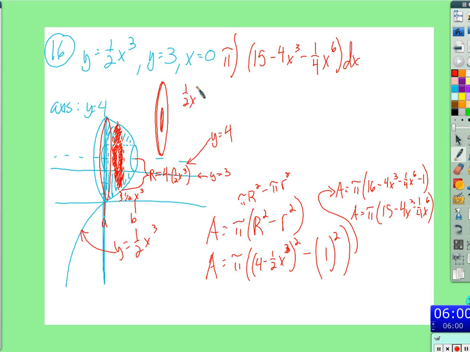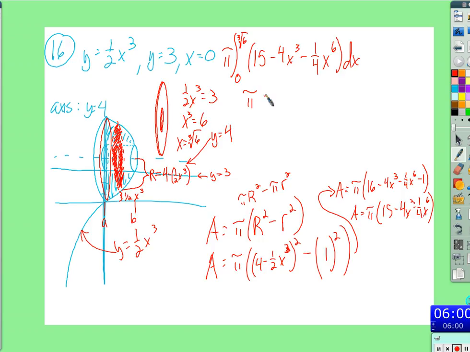1/2 x cubed equals 3. This seems like a pretty simple equation to solve. x cubed equals 3 times 2, that's 6. So x equals the cube root of 6. From 0 to the cube root of 6. That's not so pretty. But the good news is 0 is easy. Let's look on the bright side.